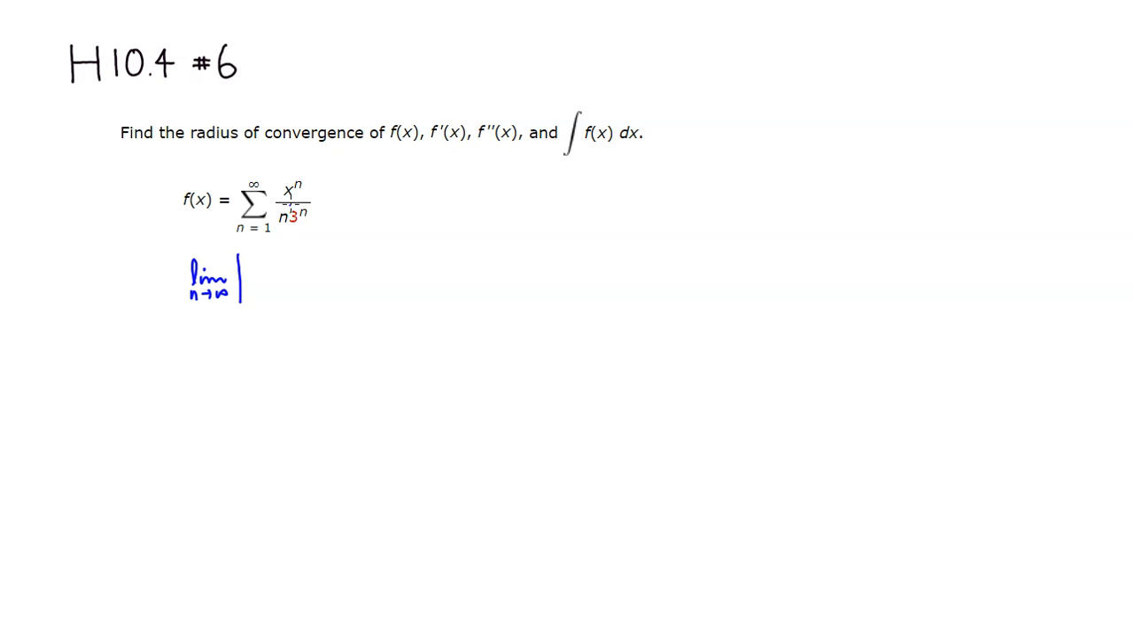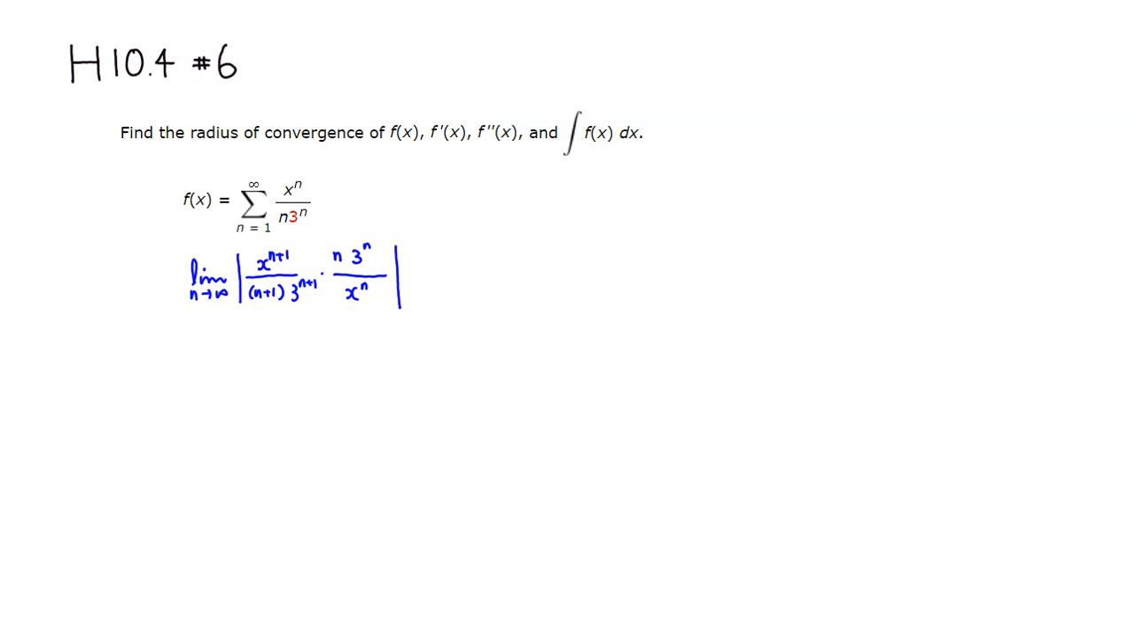all right, so you have a_n would be x to the n plus 1 over n plus 1, 3 to the n plus 1, and divide by the reciprocal of that, so n times 3 to the n over x to the n. Right? Let's clean it up.